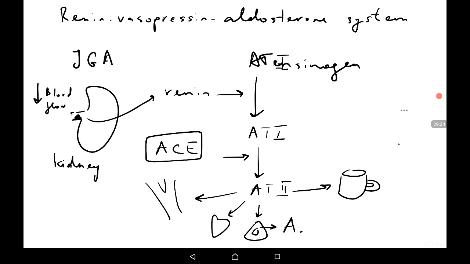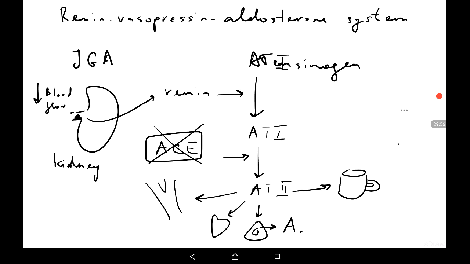It is good to remember that angiotensin converting enzyme is the target for anti-hypertension drugs. So the modern medication for hypertension is aimed at the block of ACE. If we block angiotensin converting enzyme, then we will decrease the blood pressure in the body.